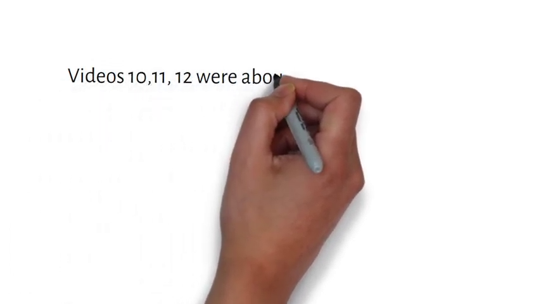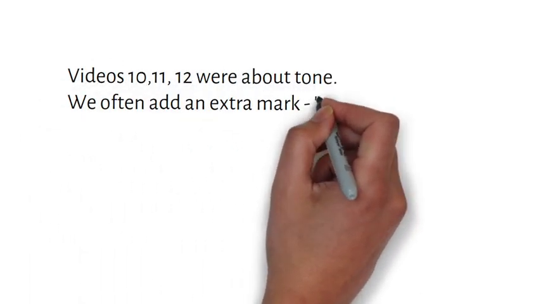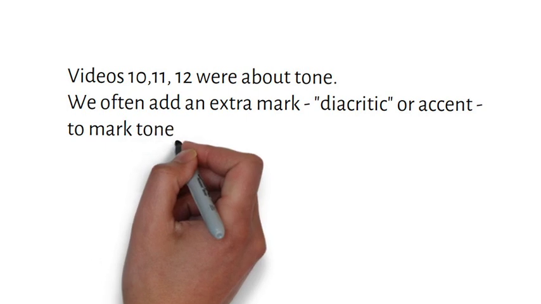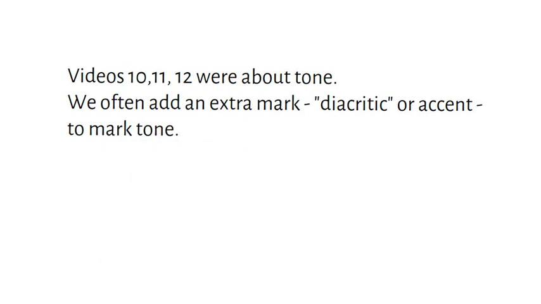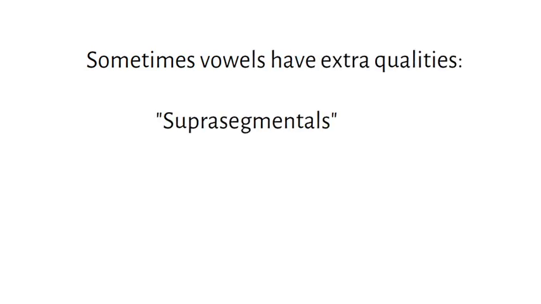Videos 10, 11, and 12 talked about tone. Often we add an extra mark, a diacritic, or accent to mark tone. But diacritics can be used for other things too. Yes, sometimes vowels have extra qualities to them, added to the basic quality. These added qualities are called suprasegmentals, and you often need to mark these in an orthography, sometimes with diacritics.